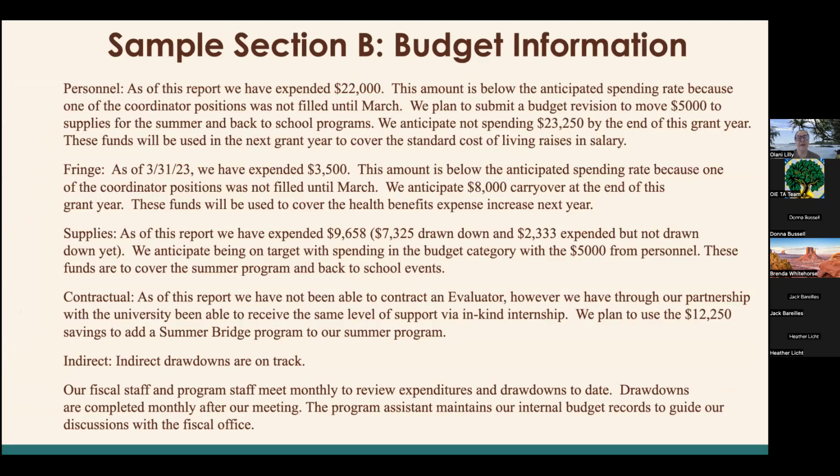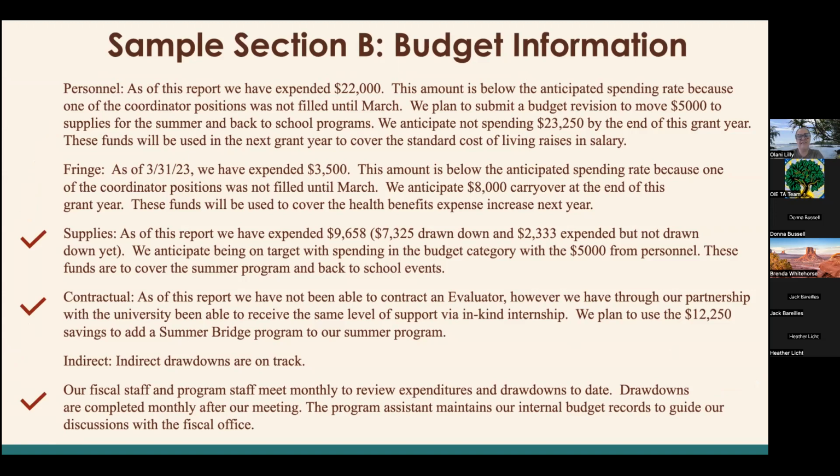Here's another example of a budget narrative. Again, you can see that we are looking at the supplies, and they're really talking about expended funds that have not been obligated in G5. Also, they talk about the process in which they do drawdowns and how they're engaged with their fiscal team.